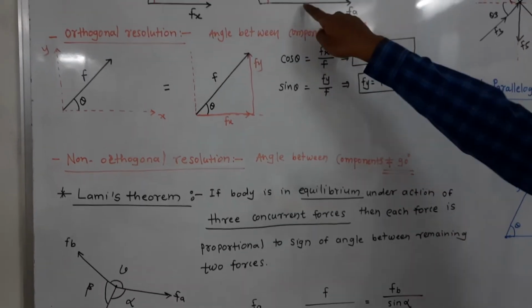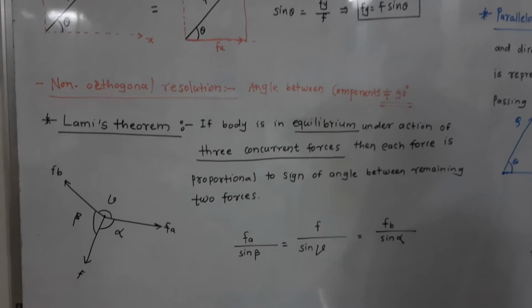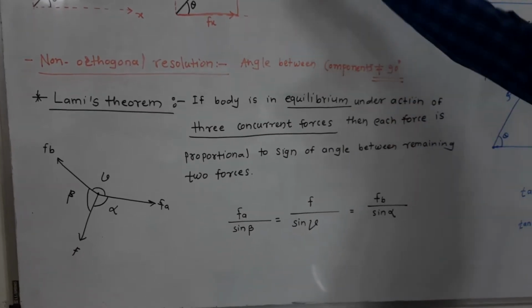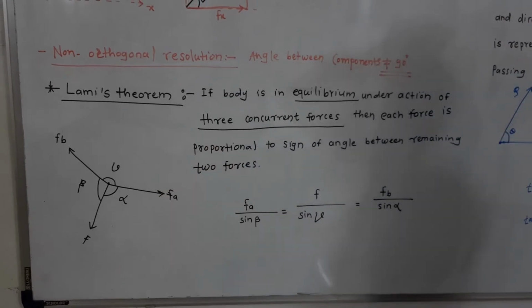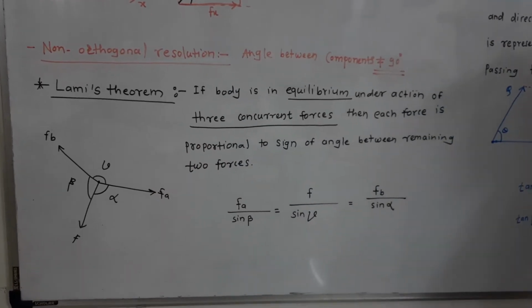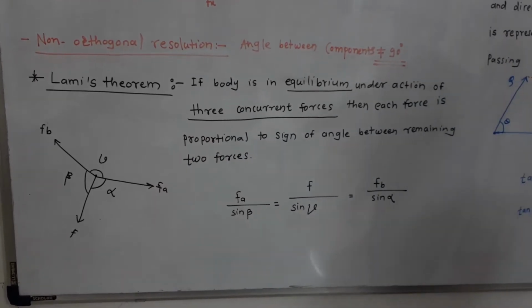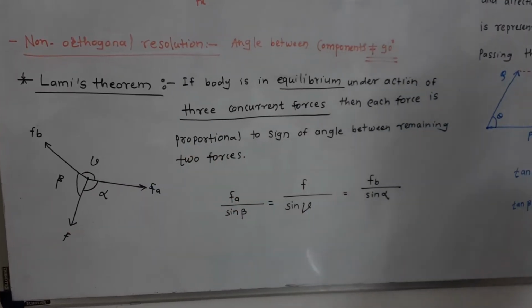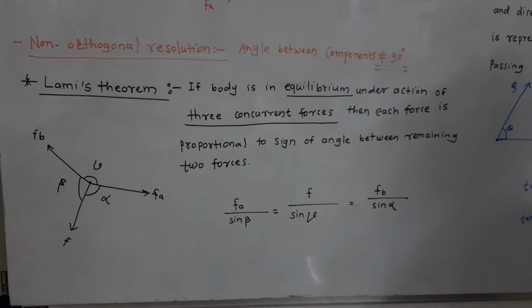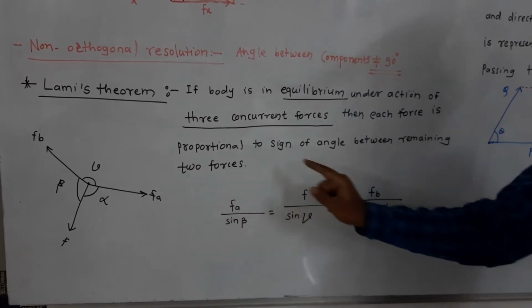Now coming to the second case, that is the non-orthogonal resolution, where the angle between the two components is not equal to 90 degrees. In that case, we have to use Lami's theorem. According to Lami's theorem, if a body is in equilibrium under the action of three concurrent forces, then each force is proportional to the sine of the angle between the remaining two forces.